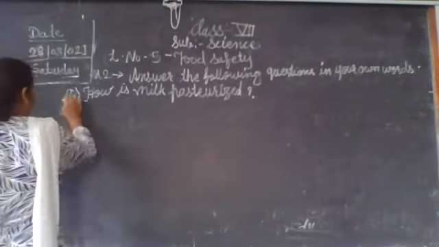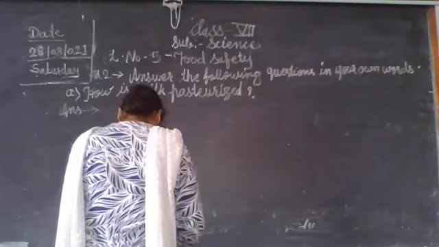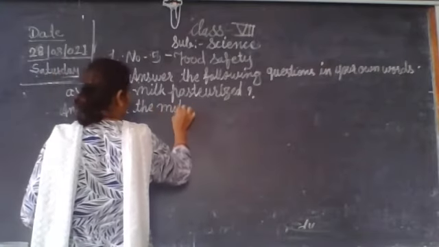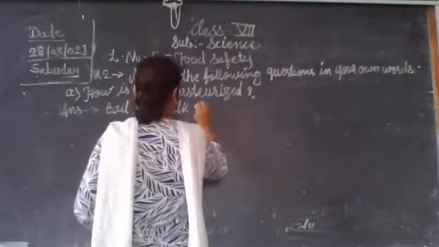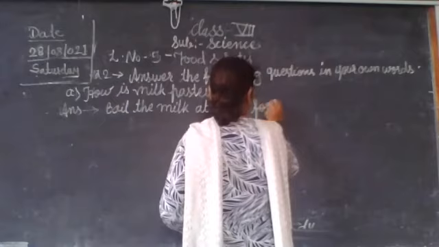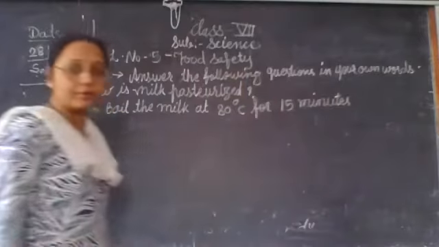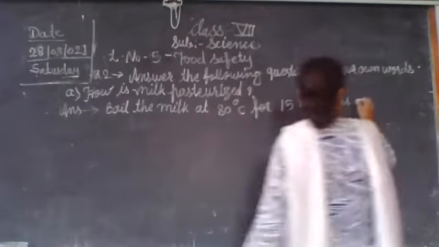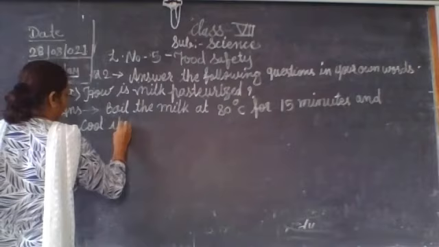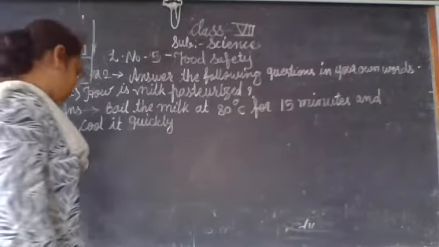So procedure, answer is: boil the milk. First boil the milk at 80 degrees Celsius for around 15 minutes. Okay, first step, and cool it quickly. Cool it instantly.